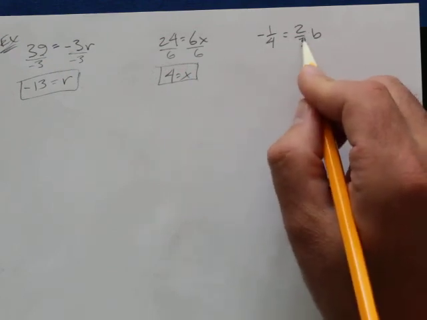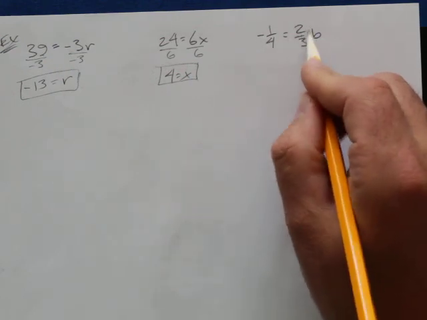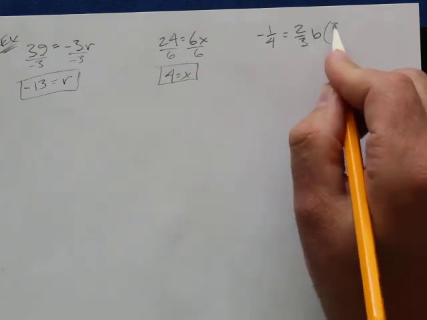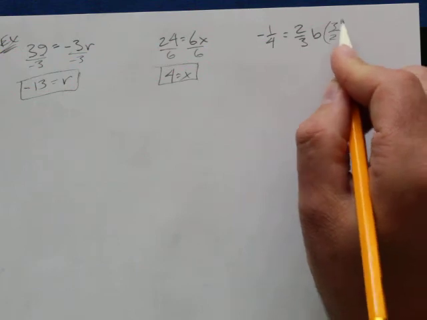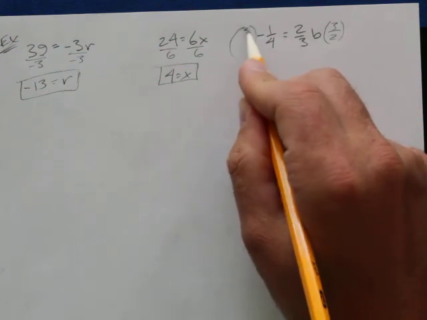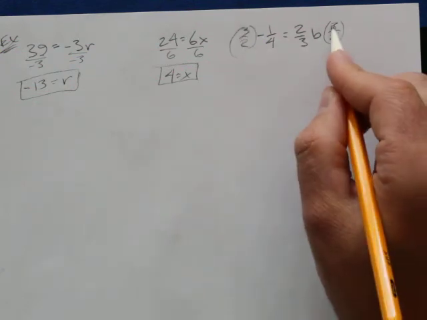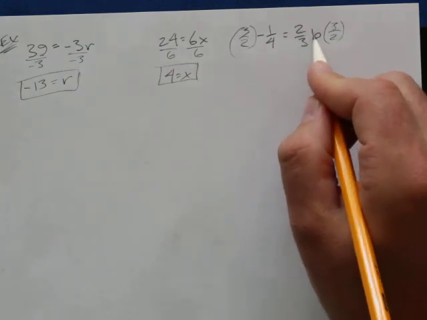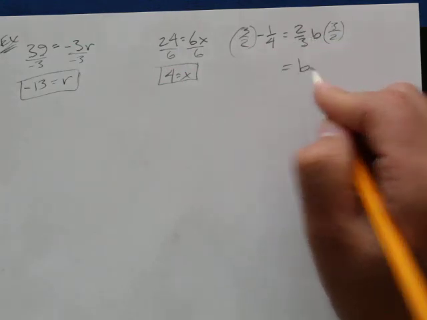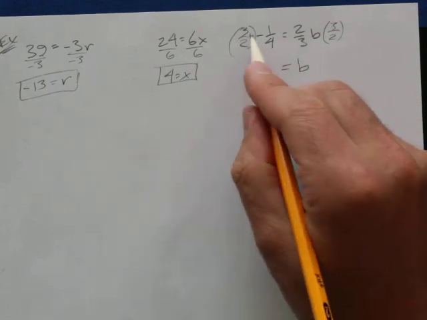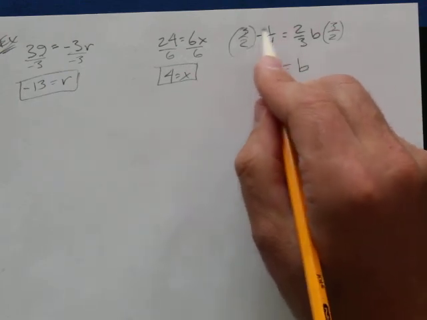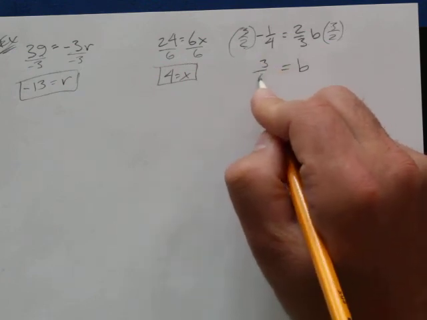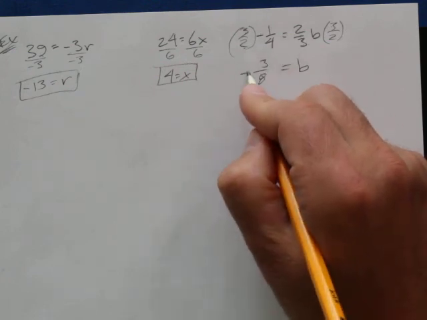For this guy, I do not want to do anything with this negative 1/4 yet. I need to multiply this fraction here by the reciprocal so that I just have 1b. So my reciprocal of 2/3 is 3/2. 3 times 2 is 6. 2 times 3 is 6. I've got 1b. So there's b all by itself. And then I've got to multiply across here. 3 times 1 is 3. 2 times 4 is 8. And don't forget my negative. There it is.